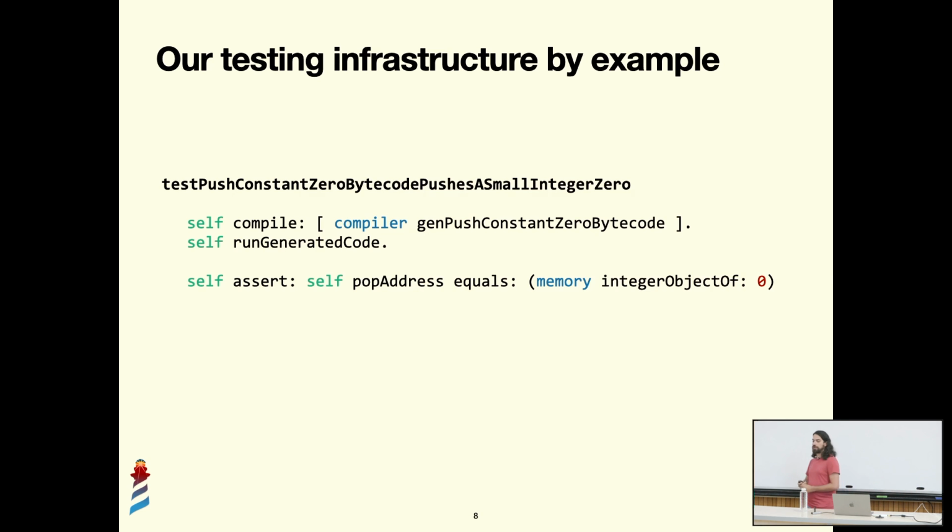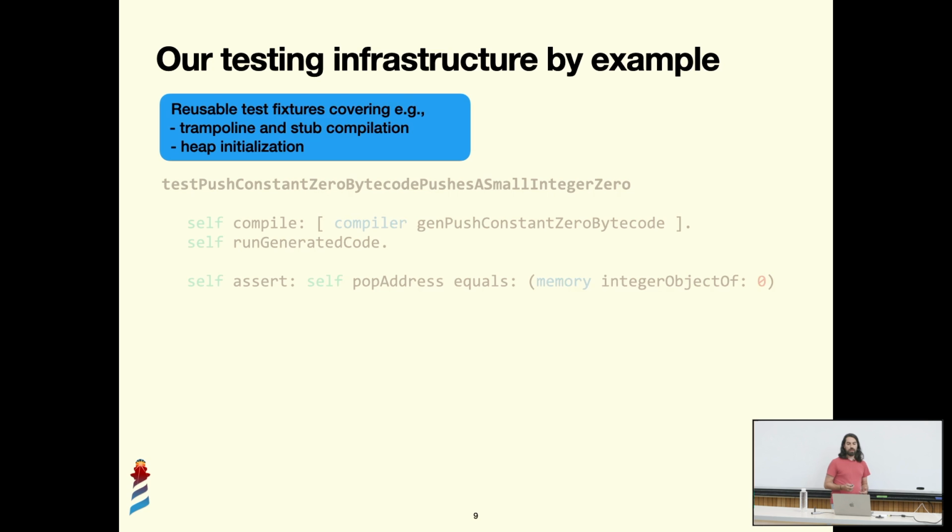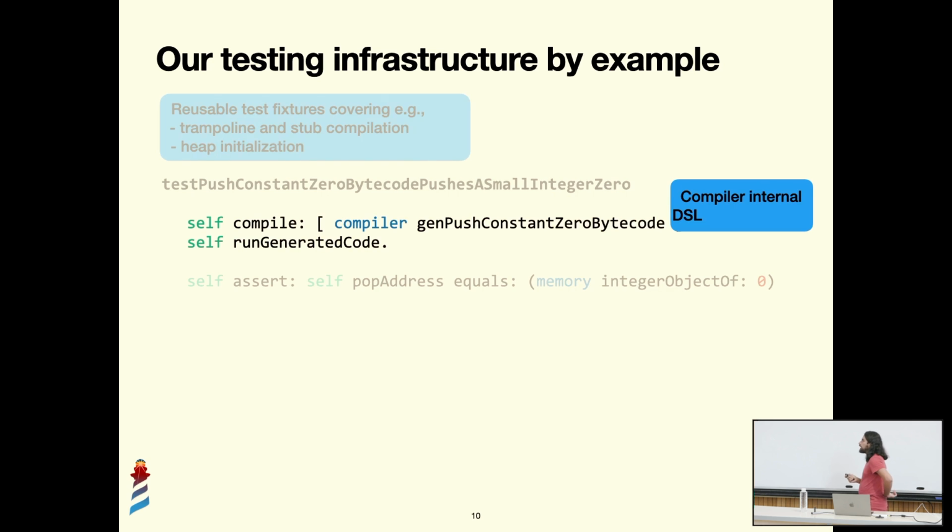We learned a lot while writing it. So the first thing is that, to have this running, we have a lot of reusable components that we are reusing across a lot of tests. So we have, for example, trampolines and stub compilation. We have the heap initialization that may take time, and it's really time-consuming for a human to initialize the heap for every test. So we have a lot of fixtures and reusable components for the tests.